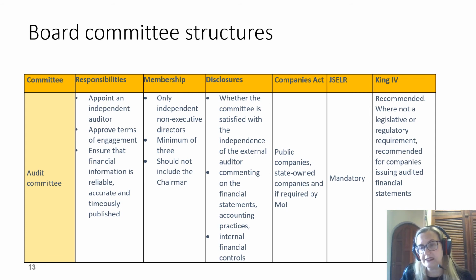King recommends that if you are not required by law to have an audit committee, then you should at least have some sort of committee that has an independent component on it, some sort of independent non-executive director who oversees how the annual financial statements are audited.